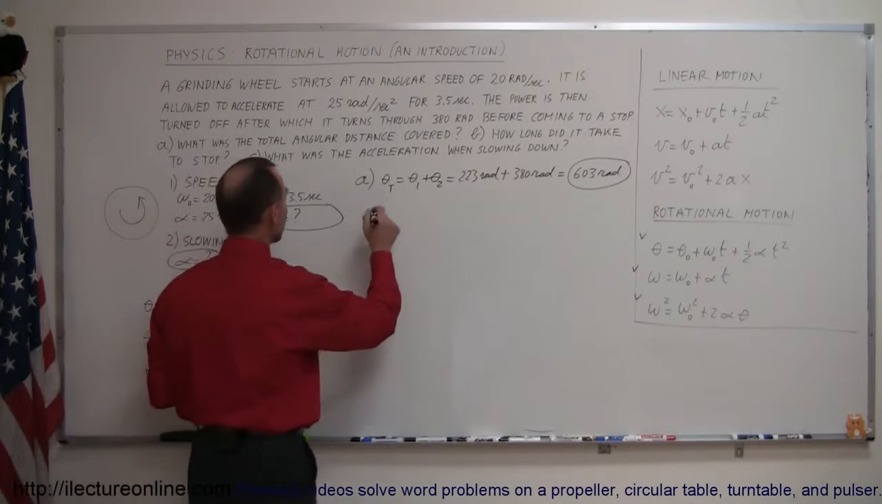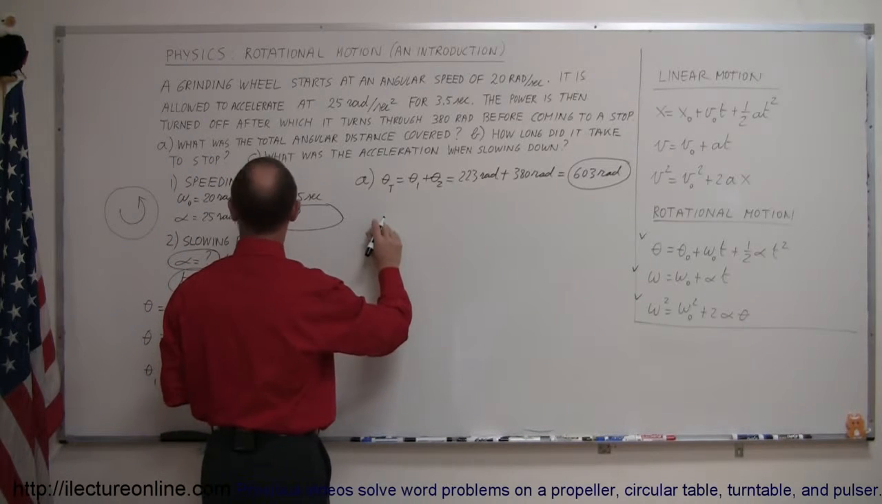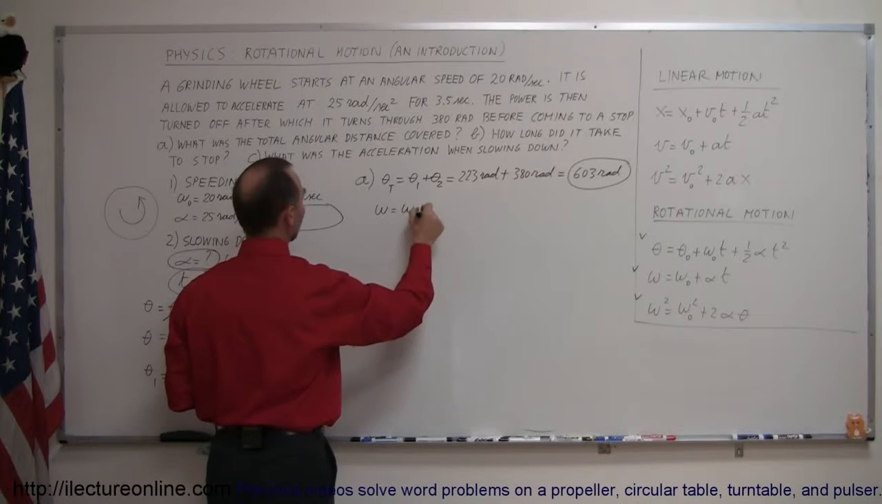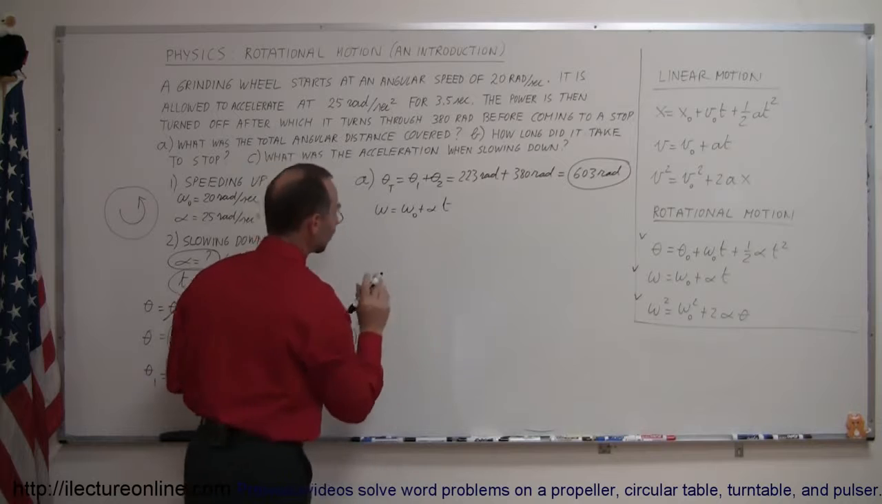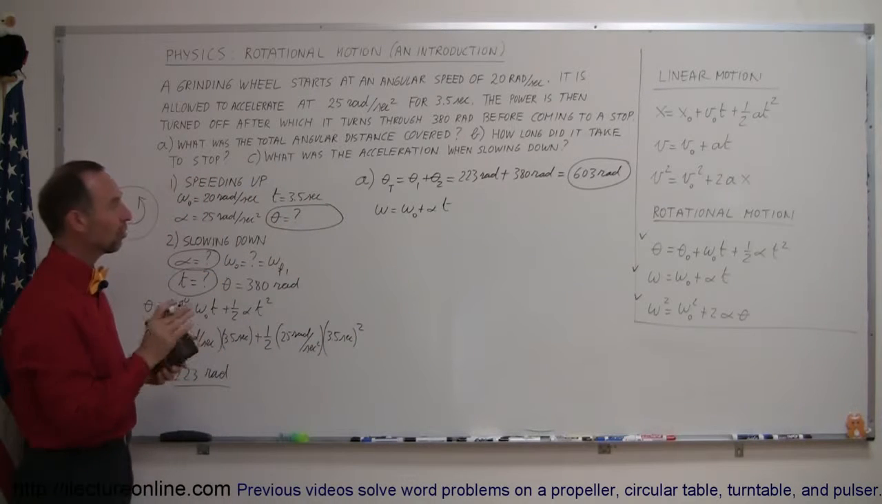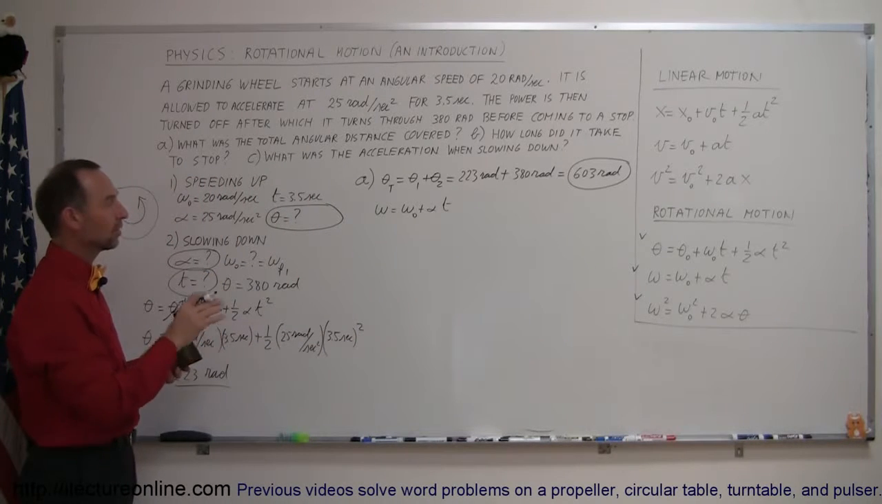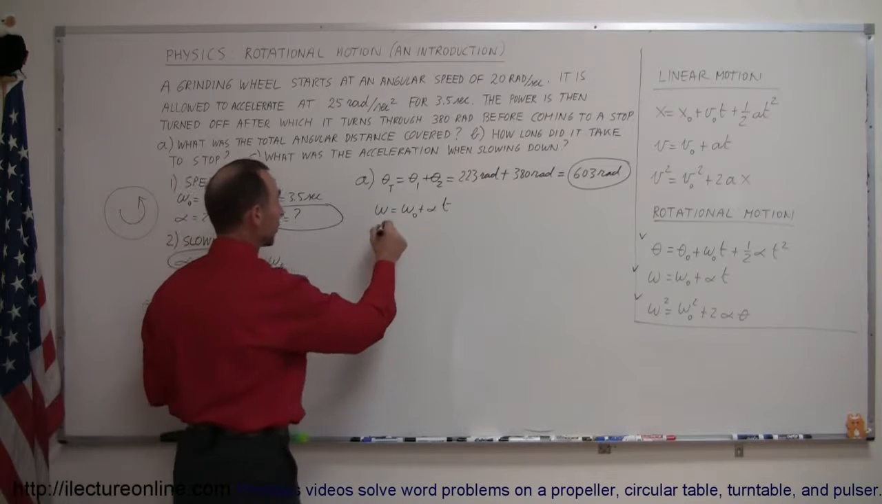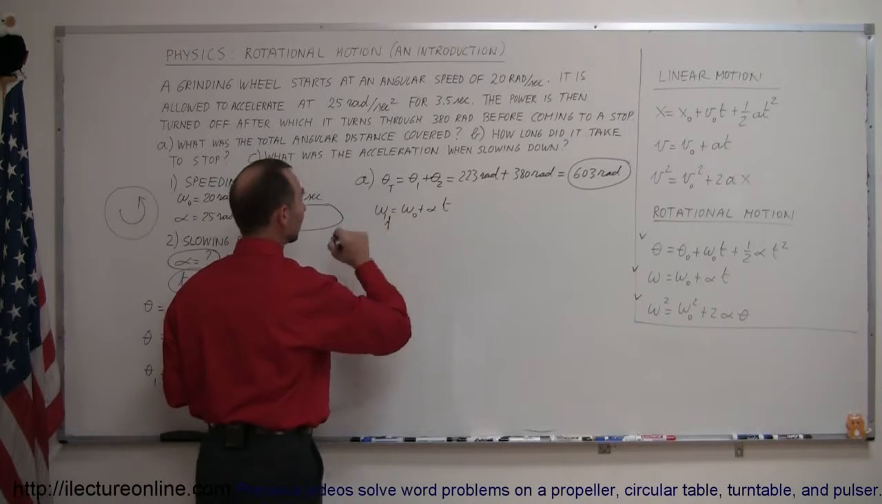So I'm going to continue by saying omega is equal to omega initial plus alpha t. What I'm trying to do here is find the initial omega of the second part of the problem by finding the final omega of the first part of the problem. So omega 1 final is equal to this.